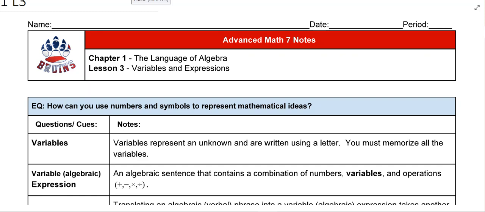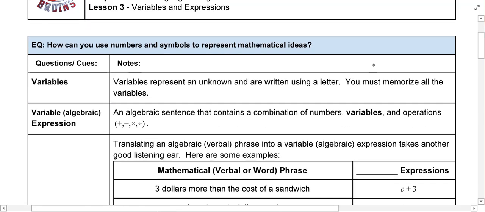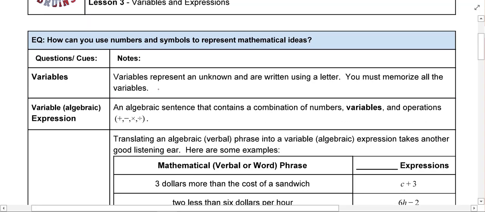Chapter 1, Lesson 3, Variables and Expressions. Let's get into it. Variables. Variables represent an unknown and are written using a letter. You must memorize all the variables.